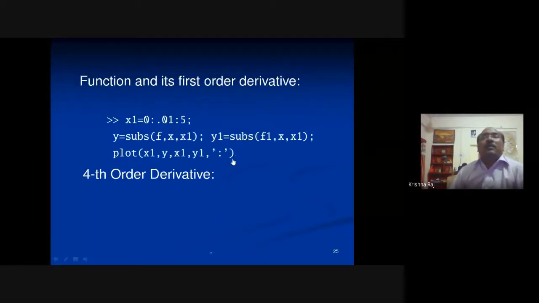For the fourth order derivative, suppose of the same, we will describe here x1 and we will write here the subs, and then plot will be written here, and we will get the plot between x1 y, x1 y1, and so on here.